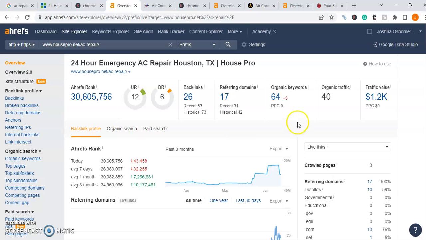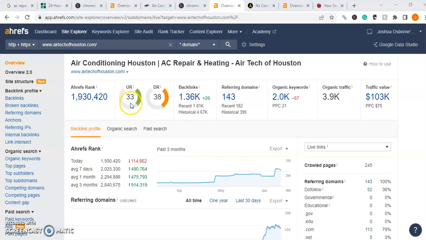So let's take a look at your competitors and see what they're doing as far as external SEO metrics. Here we have AirTex of Houston with a 33 UR, a 38 DR. They generate almost 4,000 users every single month organically and have a traffic value of almost $103,000 month over month. So this is a prime example of what you can do when you mix internal SEO with external SEO and the amount of value that you can create for your business.